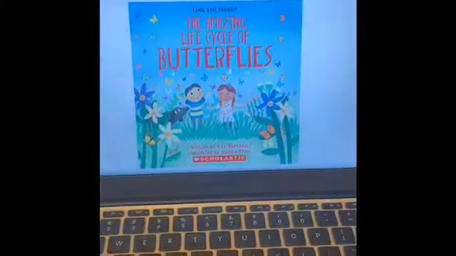So we start the lesson by getting everybody's attention and calling them to the carpet area to introduce the text. I will let the class know we will be reading The Amazing Life Cycle of Butterflies, and I will put the cover on the Elmo. And I will ask students what they think this story will be about, and I will ask them questions about what they know about butterflies and what they know about life cycles so I can get their background knowledge on the subject.